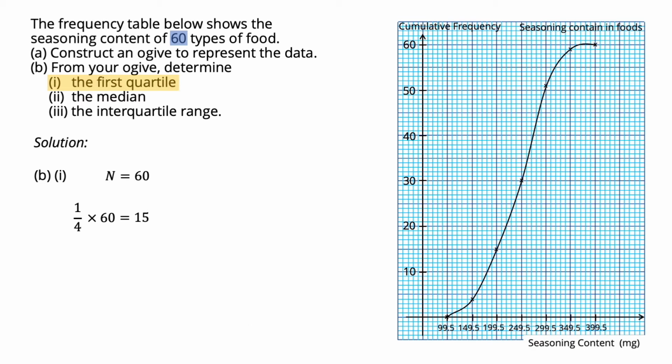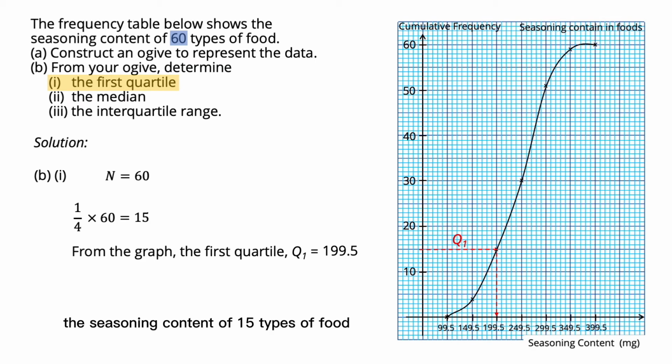From the graph, draw a horizontal line from the axis of cumulative frequency at 15 until it intersects the ogive. From the intersection point, continue to draw a vertical line down until it meets the axis of seasoning content, the horizontal axis. The value of the seasoning content obtained is the value of the first quartile, that is 199.5. Therefore, the seasoning contents of 15 types of food are less than or equal to 199.5 mg.